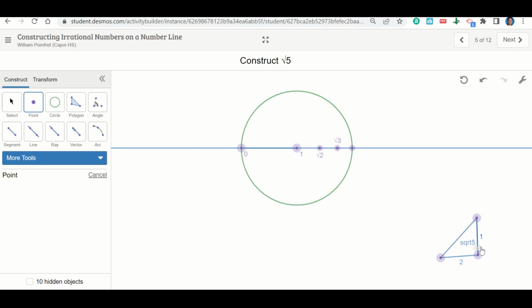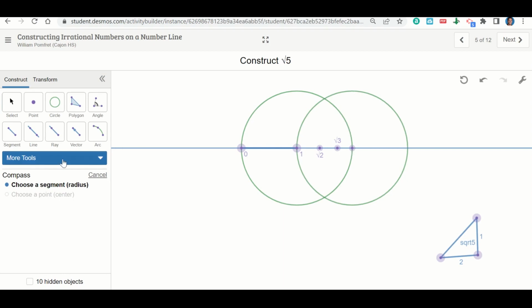Now I just need to copy this and make it be 1. So I'm going to use my segment tool here to connect this point and get my radius. Then I'm going to use the compass tool to copy it over here to 2. So just like that. So now, once I draw my perpendicular line, it should have an exact length of 1.